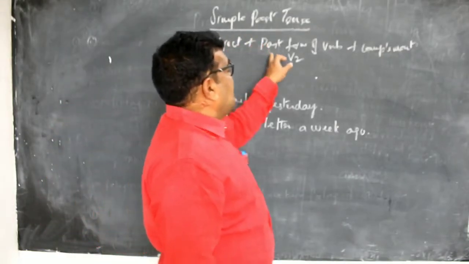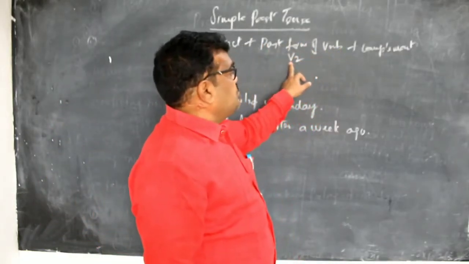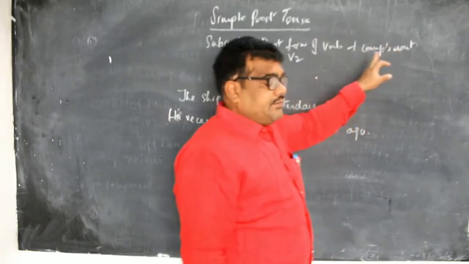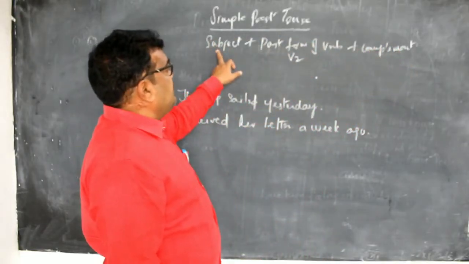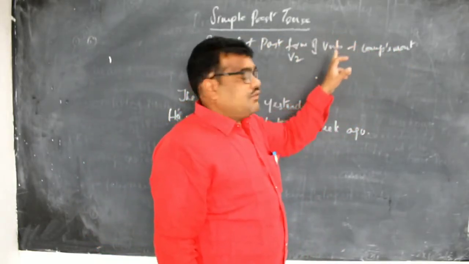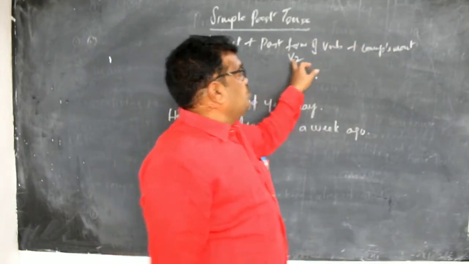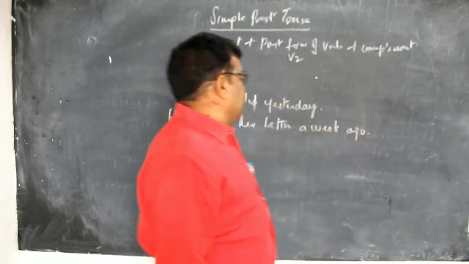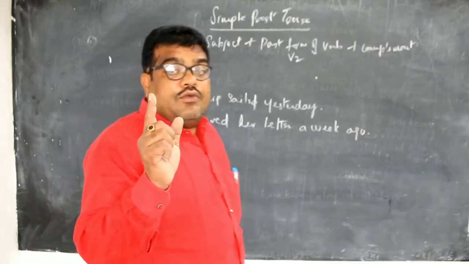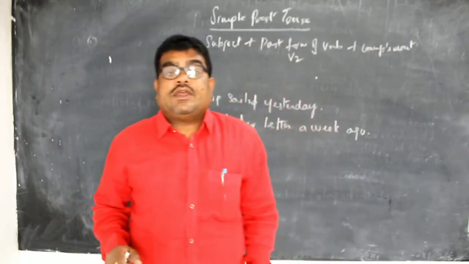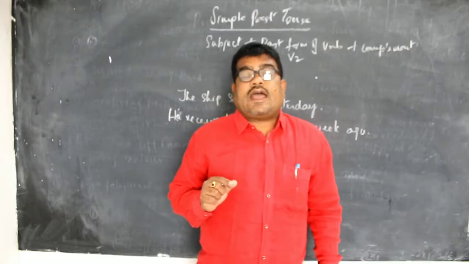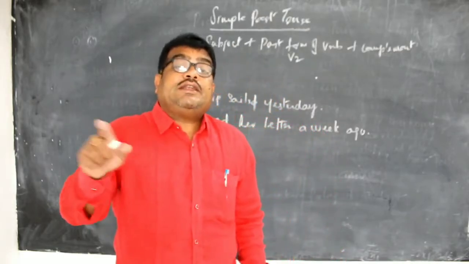Subject plus past form of the verb, that is verb two, plus complement. Once again, subject plus past form of the verb, verb two, plus complement. It is used to indicate an action which was completed in the past.